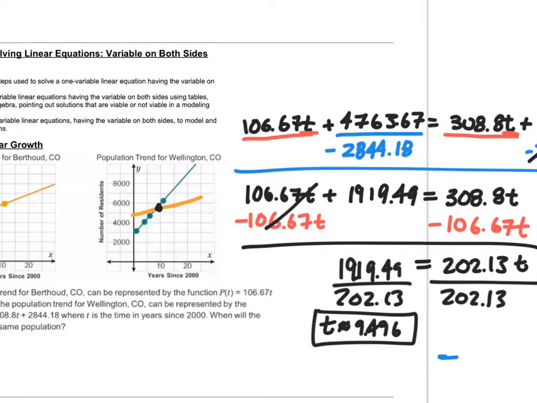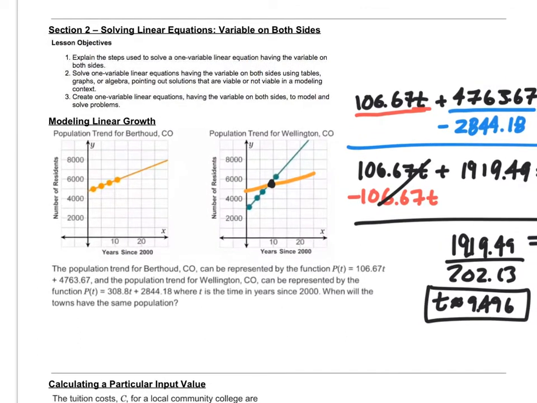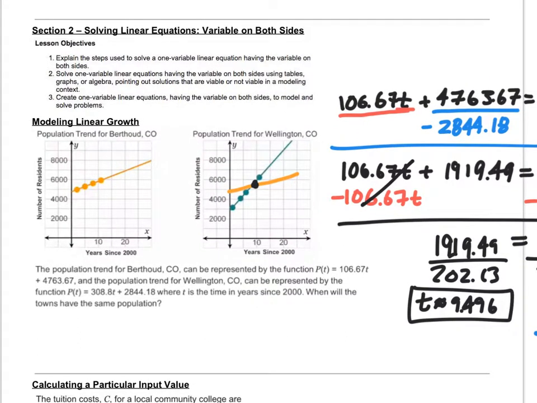So 9.496. Now, if it wants to know when will the towns have the same population, and this is years since 2000, what I'd want to say is, well, that's between 2009 and 2010, because I can't have an exact year of 2009.496, okay, so that's what we've got.